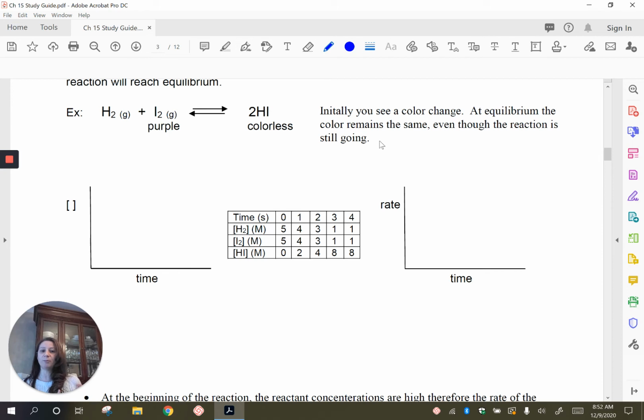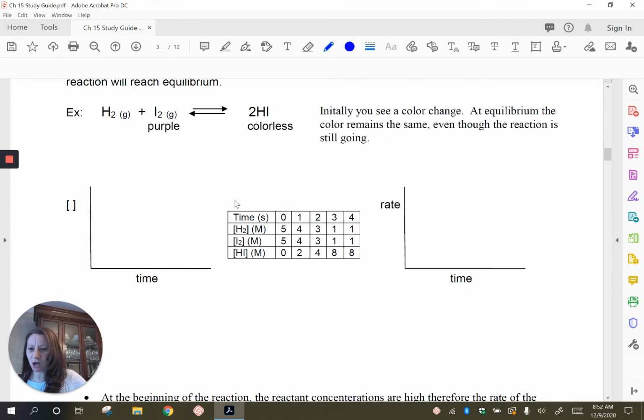Once you reach equilibrium, though, the color will remain the same because, again, the forward rate is equal to the reverse rate. So every time I use up these two molecules to form 2HI, I use up 2HI to form an H2 and an I2. So the concentration doesn't change once you reach equilibrium, and so to us, with our eyes, it looks like the reaction has stopped, even though it still keeps going, but the rates are equal.